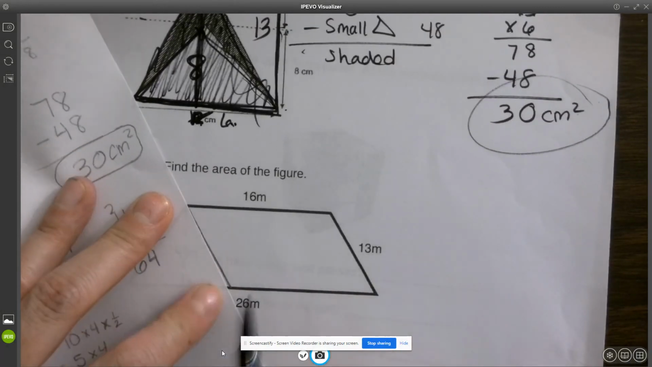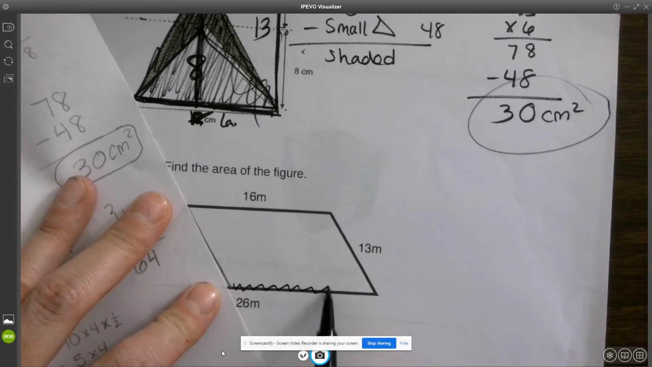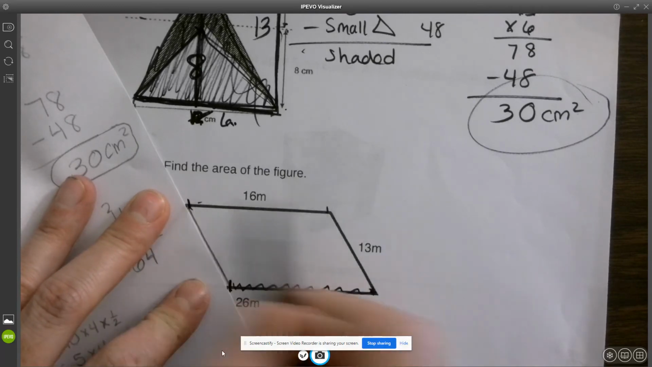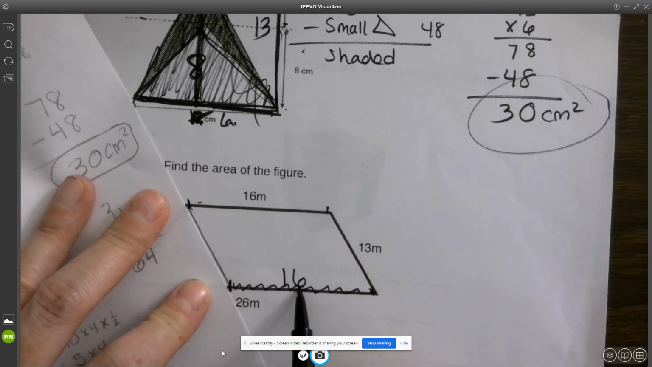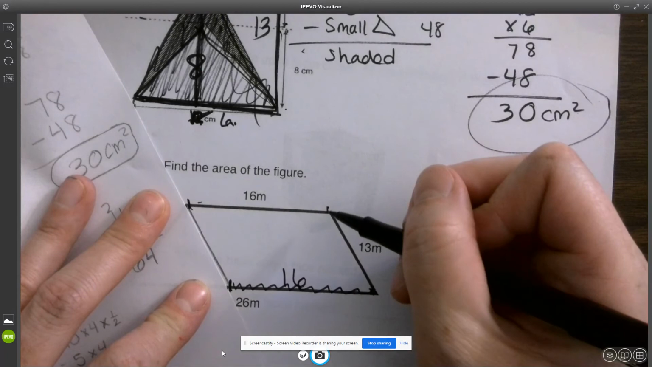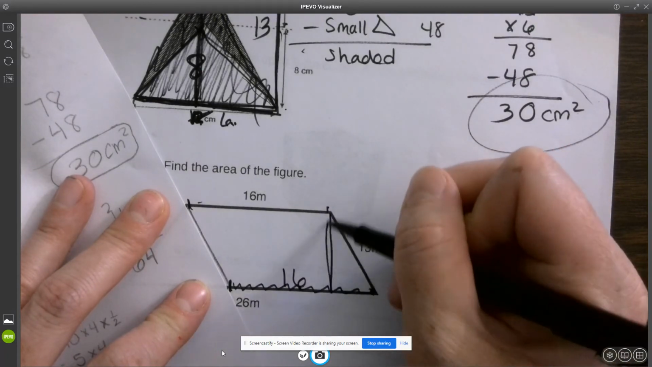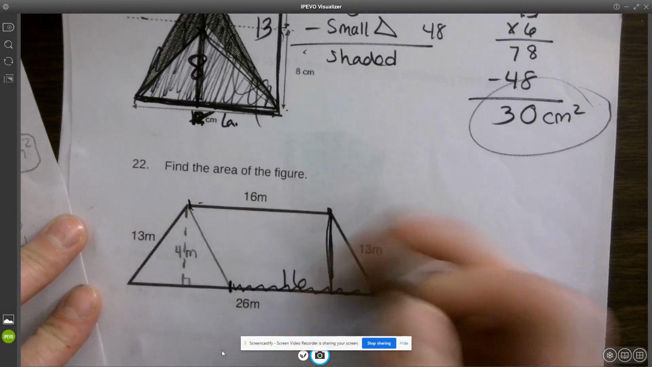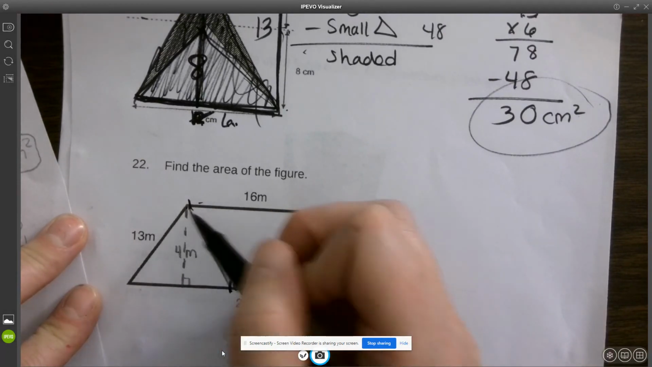Okay, so the base of this parallelogram is all right here. What is it from here to here? Well, it's a parallelogram, so if this is 16 from here to here, then the base right here is 16. Now, how high up is this parallelogram? Well, let's look right here. If this is 4 meters, then this is 4 meters from here to here.